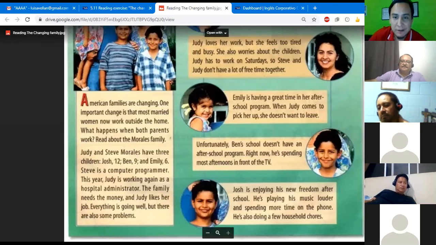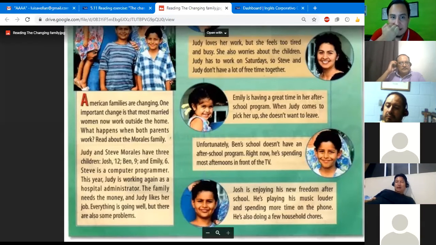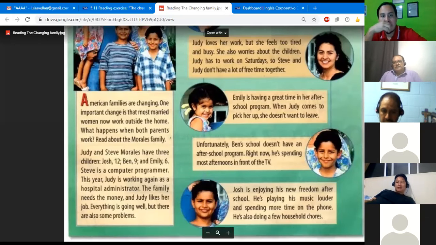Teacher. Yes? Okay, I think the family or the woman need to work out of home because if the family is bigger, more children need to study and need to pay the college, need to pay the transport, the place where we live is more expensive. Everything is expensive.